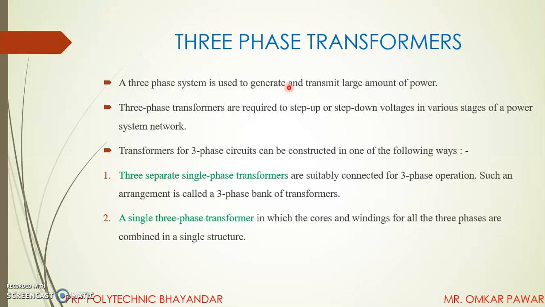So a transformer for a three-phase circuit can be constructed in one of the following ways. First, three separate single-phase transformers are suitably connected for three-phase transformation. That is, we take three different units of single-phase transformer and make a connection such that it will give output of three phases. Such an arrangement is called a three-phase bank of transformers.